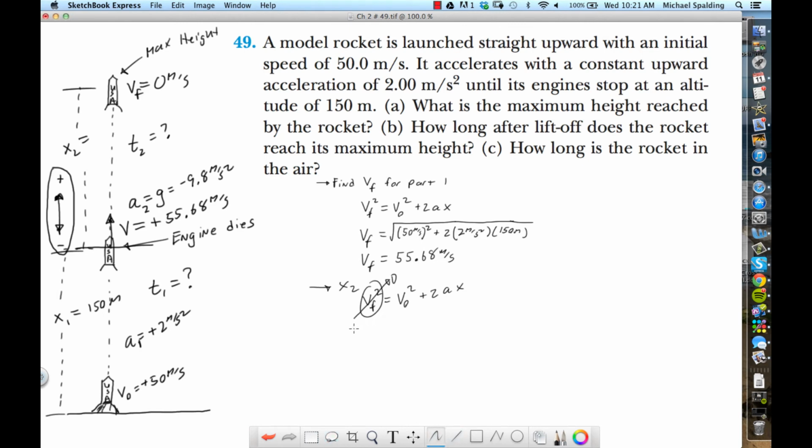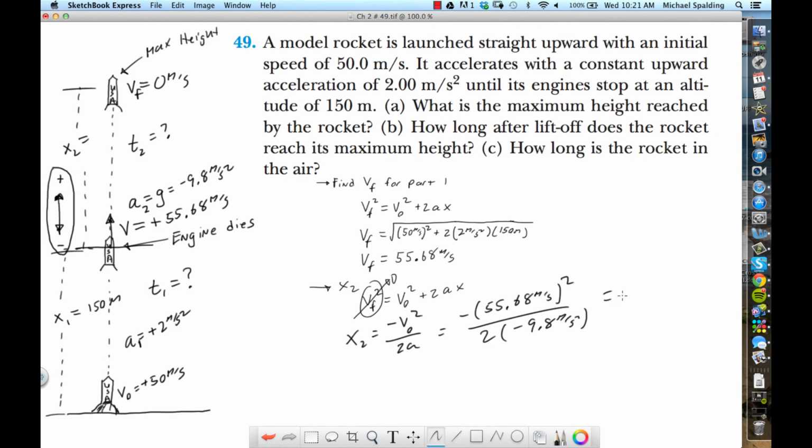Okay, so solving for x. So x2 is going to be negative V initial squared over 2a. So that's going to be negative 55.68. Oh man, look. You really don't want to use rounded numbers here. Why? Because what are we doing here? We're squaring it. So you'll get rounding error there. Don't round till the end. All right, 2 times negative 9.8.